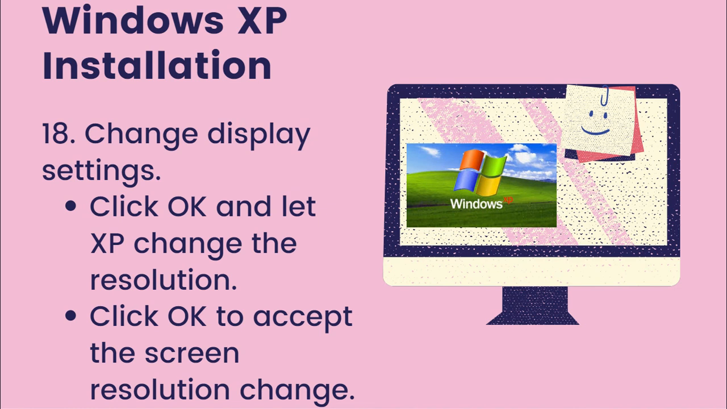Change display settings. Users with CRT monitors and some LCDs will see a display settings dialog appear, which asks whether you'd like XP to automatically set the resolution. This will generally change the resolution from 800x600 to 1024x768 on a CRT monitor, or to the native resolution on an LCD display. Click OK and let XP change the resolution. Then accept the settings if the screen displays changes and can be read. If you can't see the display, it will time out after 30 seconds and return to the suboptimal 800x600 resolution. Click OK to accept the screen resolution change.